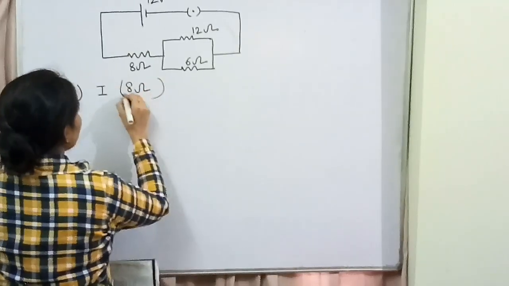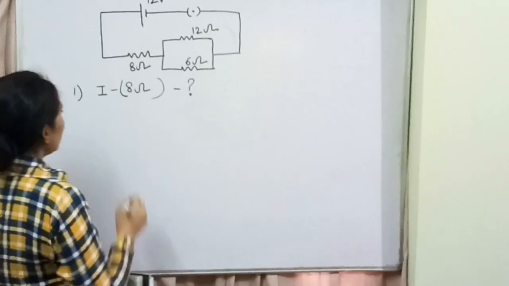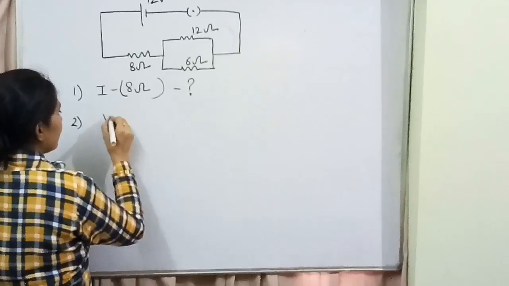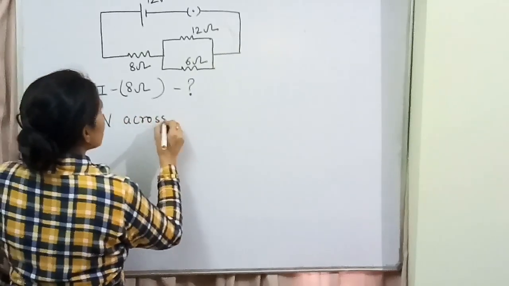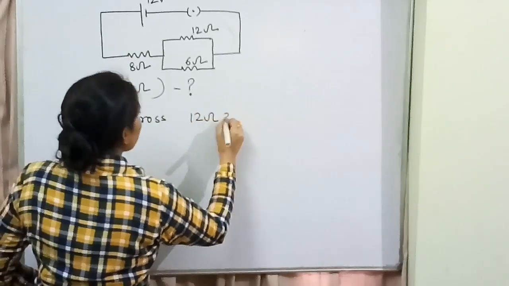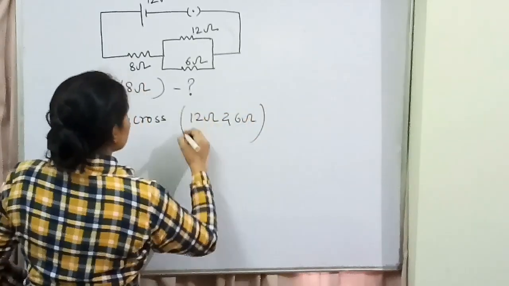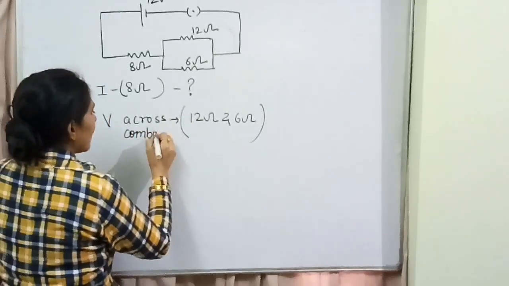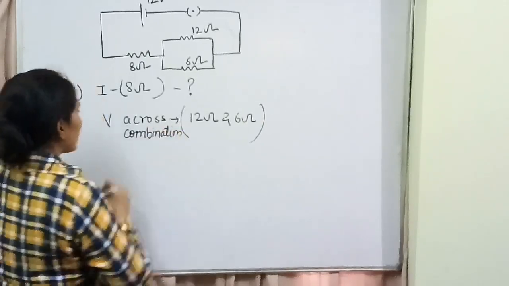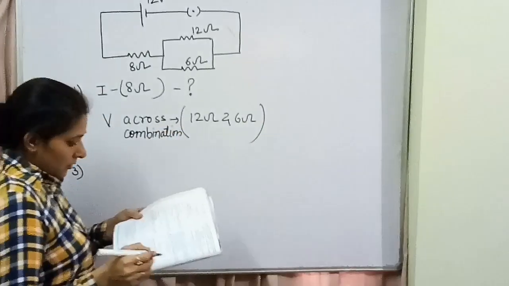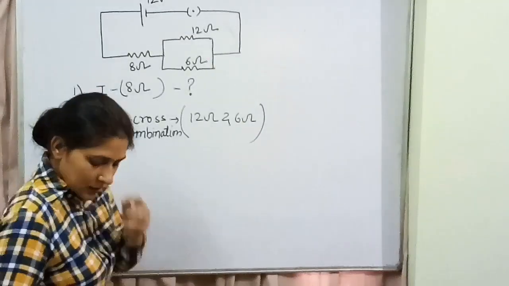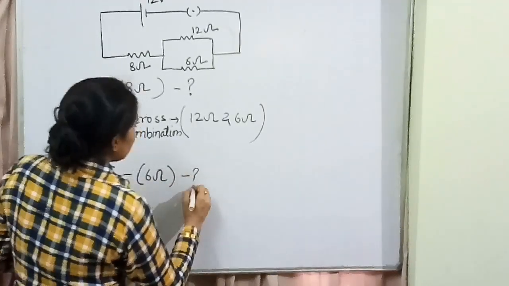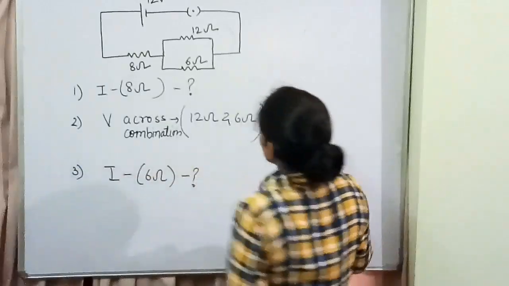Okay, what we need to find out is, first part, the current through the 8 ohm resistor. Second part, we need to find out the potential difference V across the parallel combination of 12 ohm and 6 ohm, across this combination, not individually. Third part, we need to find out the current through the 6 ohm resistor. This is the 6 ohm resistor. These are the three things which we need to find out. Let us start working on that.